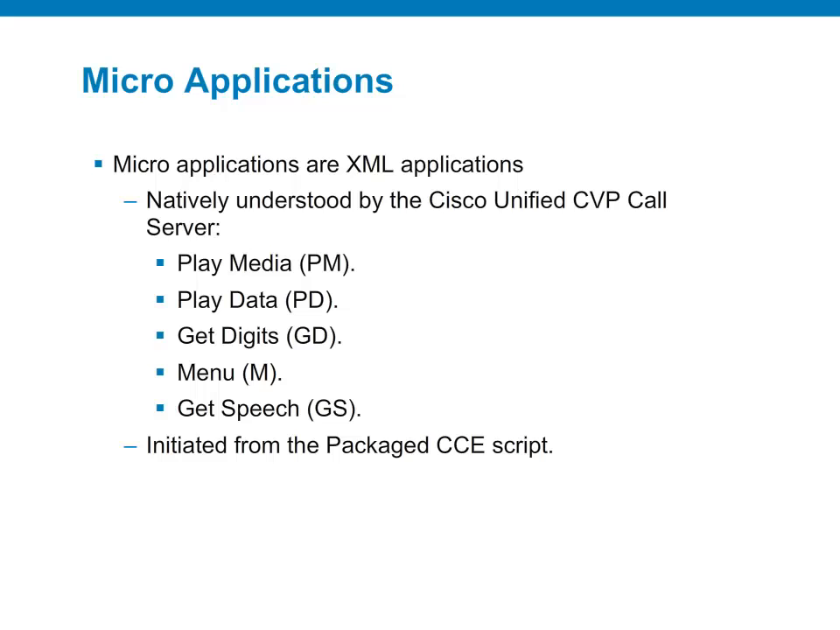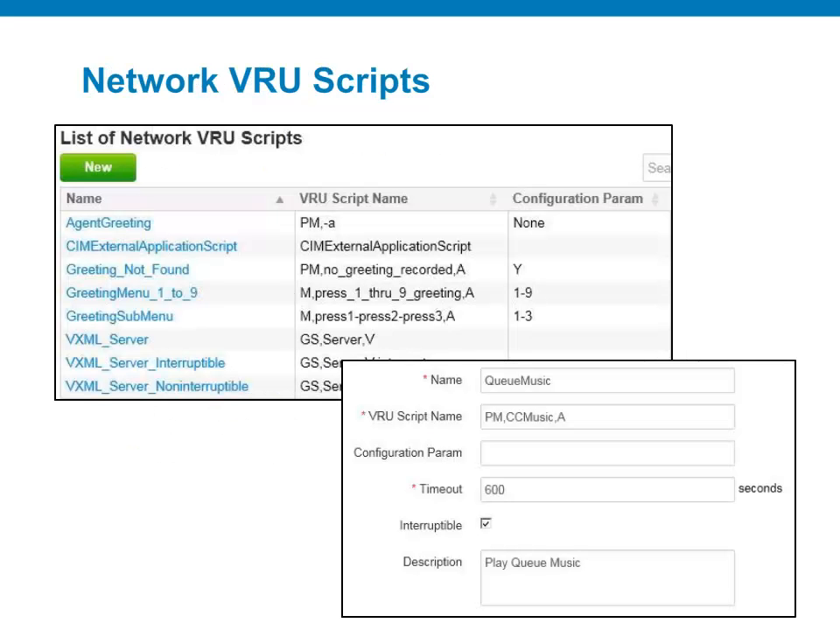They include the following applications: the play media, which plays a file to a caller; the play data, which plays audio to a caller that was derived from information such as the time or date; the get digits, which plays a prompt and receives digits from a caller; the menu, which plays a prompt and accepts a choice from the caller; the get speech, which collects ASR or DTMF input after prompting the caller. Each microapplication must be initiated from Packaged CCE Script. Microapplications are initiated from the Packaged CCE Script and are declared as network VRU scripts.